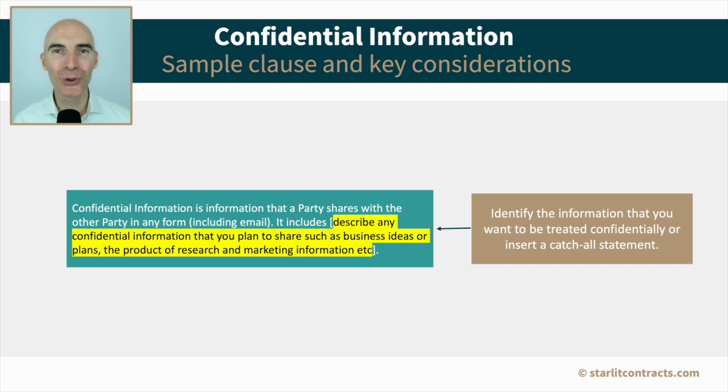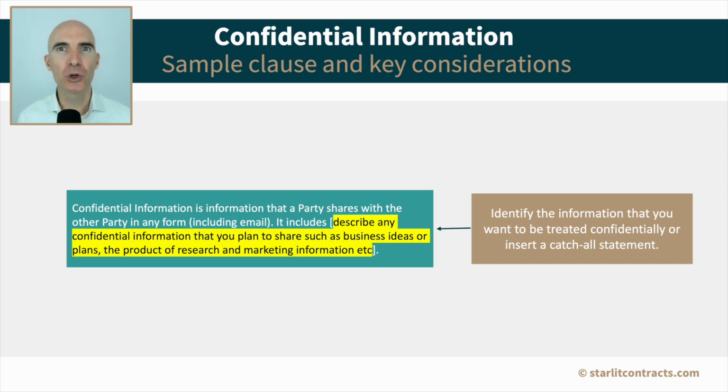Let's look at a sample clause and some key considerations together now. And firstly to the clause. Confidential information is information that a party shares with the other party in any form, including email. It includes, and then you describe the confidential information that you plan to share. When you're filling in the details between those square brackets in the clause to identify what information should be treated as confidential information, you've got two main options.